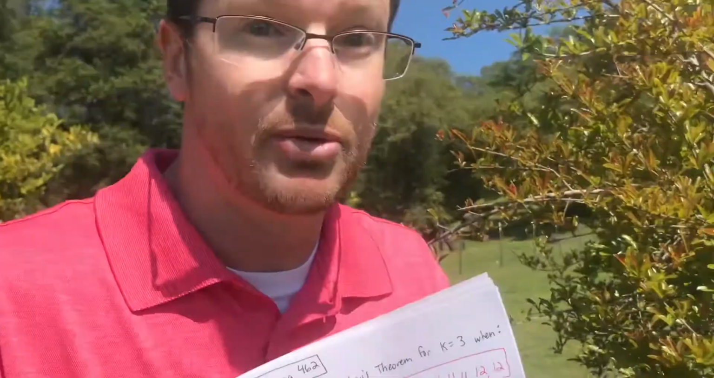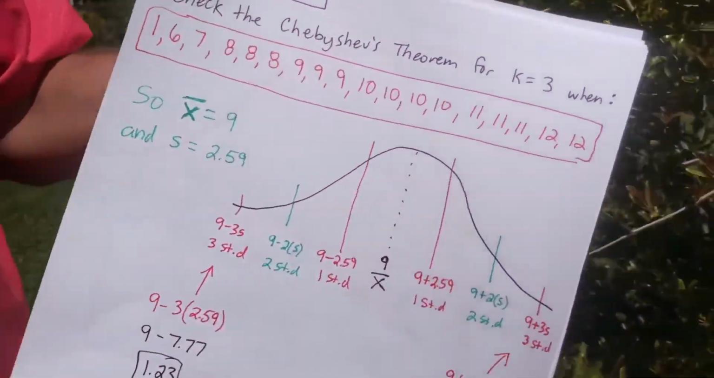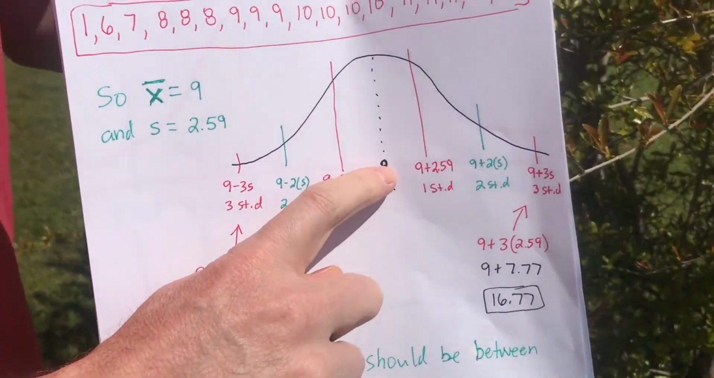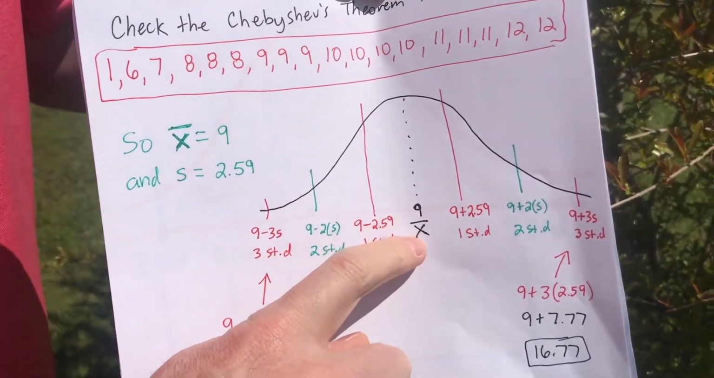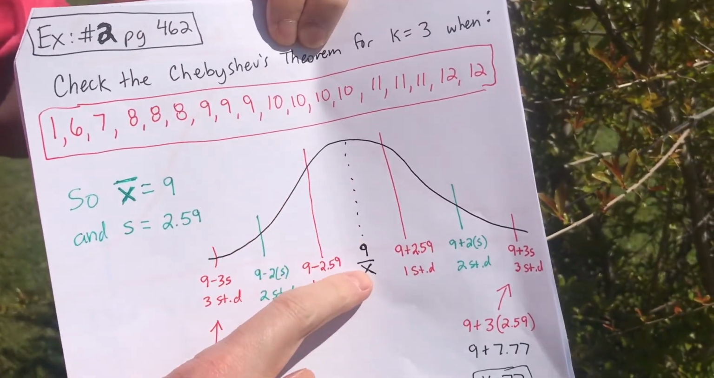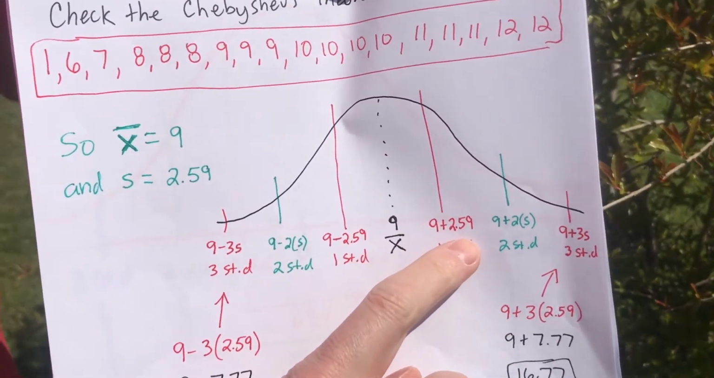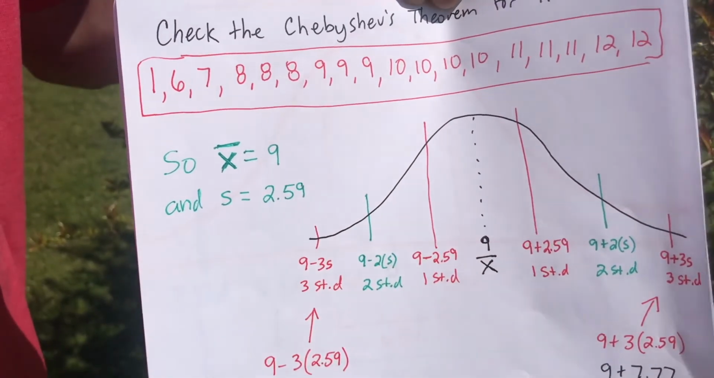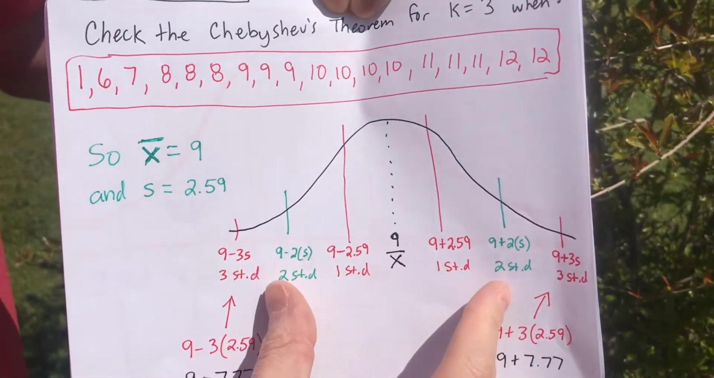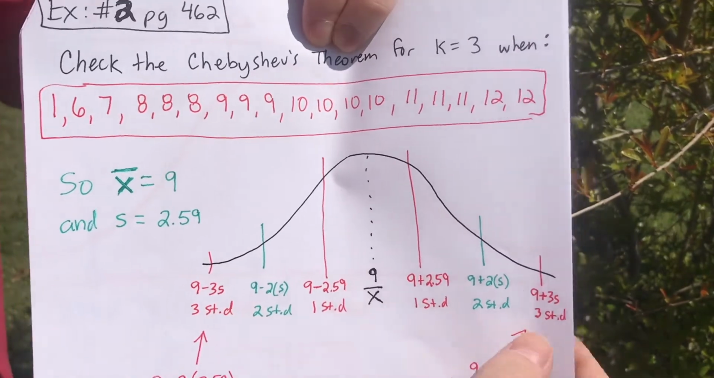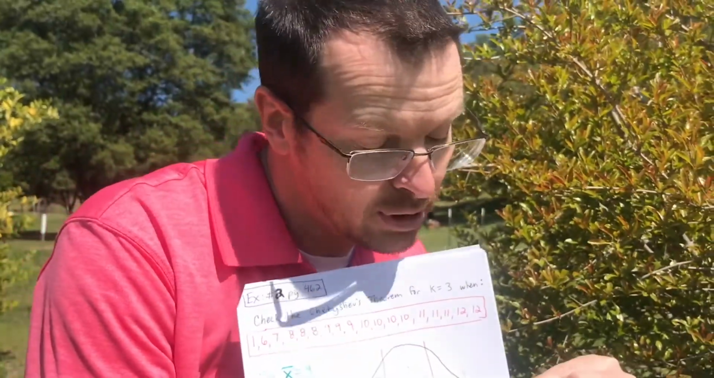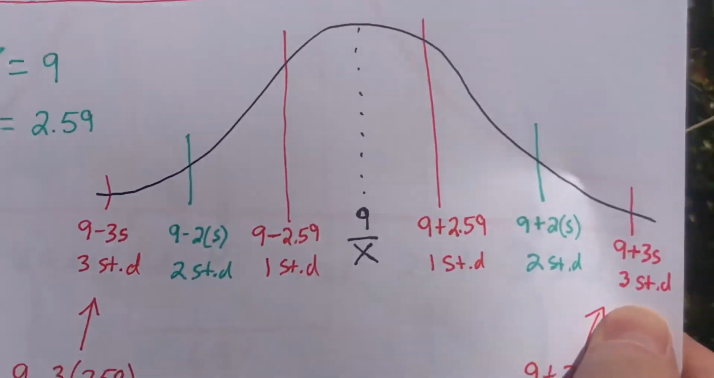So remember, I'm going to go out 2.59 this way and 2.59 that way. That would be 1 standard deviation. If I do 2.59 again on either side, that's another standard deviation. I have to go out 3 standard deviations. This is not 9 over x. This is 9. That's my x bar. X bar is 9, my average. My mean is 9. If I go out a standard deviation, I add 2.59 up that way, and I subtract 2.59 the other direction. That's 1 standard deviation, 2 standard deviations, and 3 standard deviations. So over here, I'm adding, this is 9, plus 3 standard deviations. I don't know if you can see that.